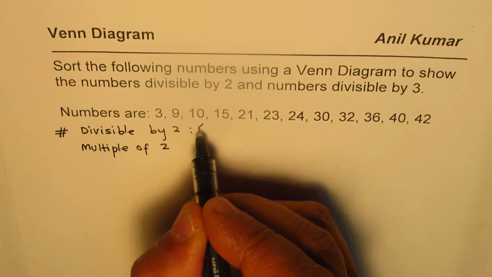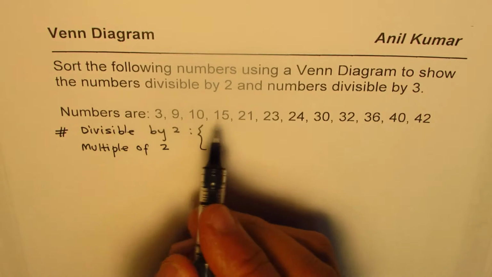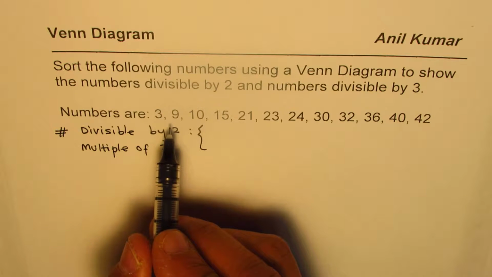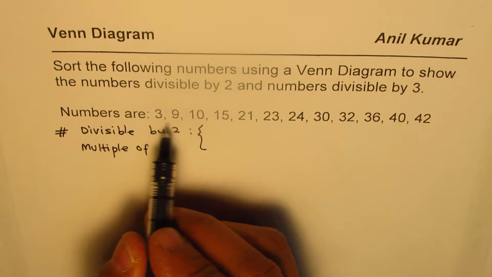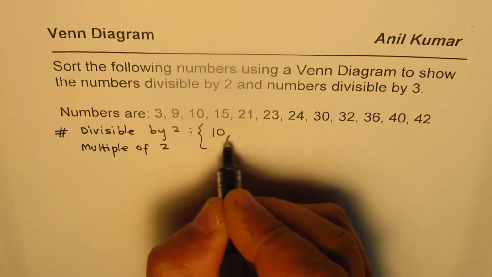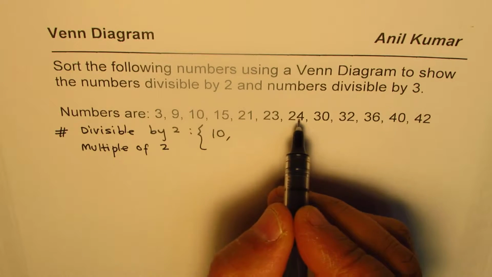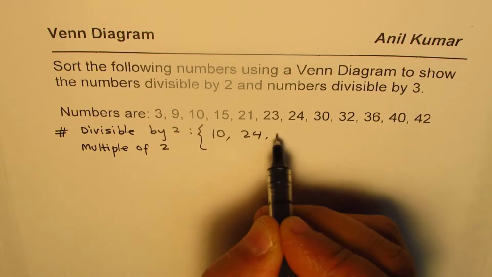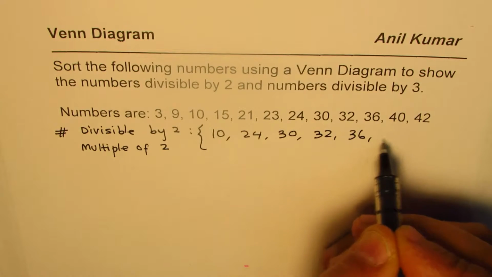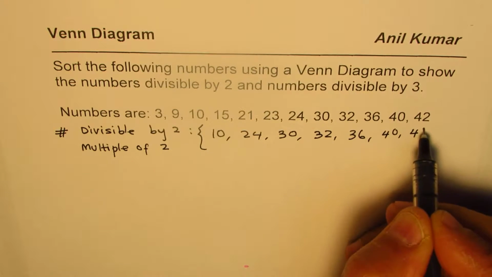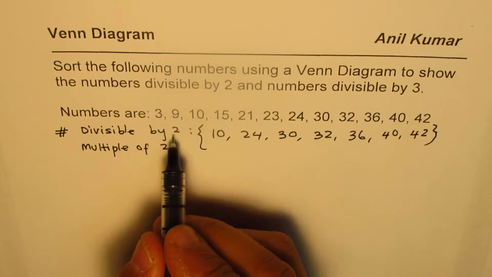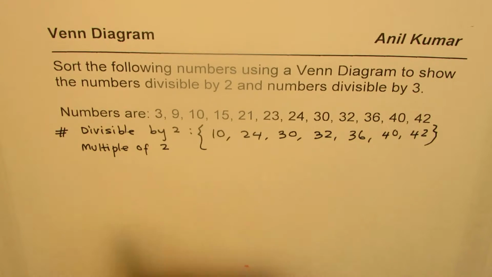Now from this list, what are these numbers? They are all even numbers. We know they should end with 2, 4, 6, 8 or 0. So that's interesting. We can easily find it. So we have not these two, but we have 10 here. Okay, 10. And then even number 24 is there. Okay, then 30, 32, 36, 40 and 42. These are all the even numbers and they all are divisible by 2. We can say they are multiples of 2.